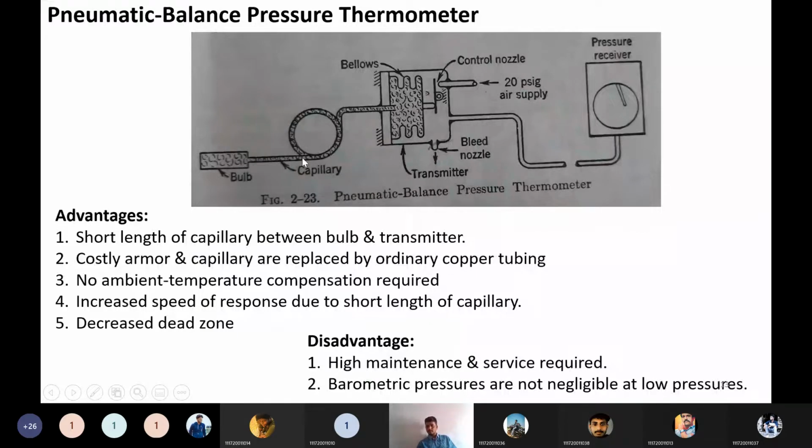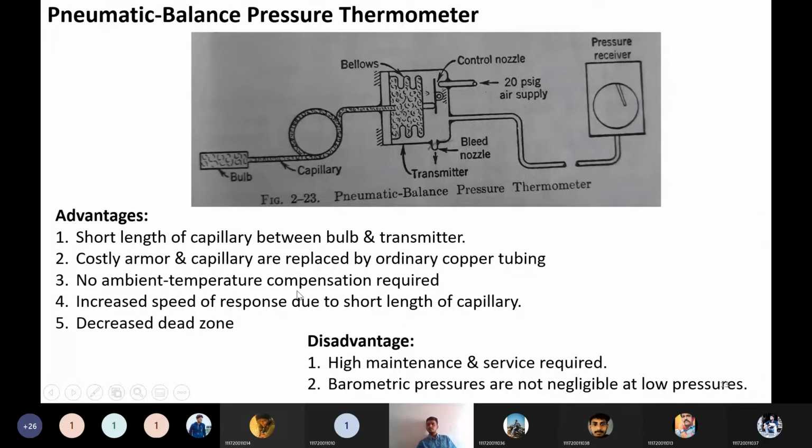This capillary is a simple copper tubing in between the pressure transmitter or receiver and the bulb, which is the primary element. The short length of capillary between the bulb and the transmitter can be replaced with a simple, ordinary copper tubing. And no ambient temperature compensation is required, since very small lag is there between this pressure receiver or transmitter and the primary element.